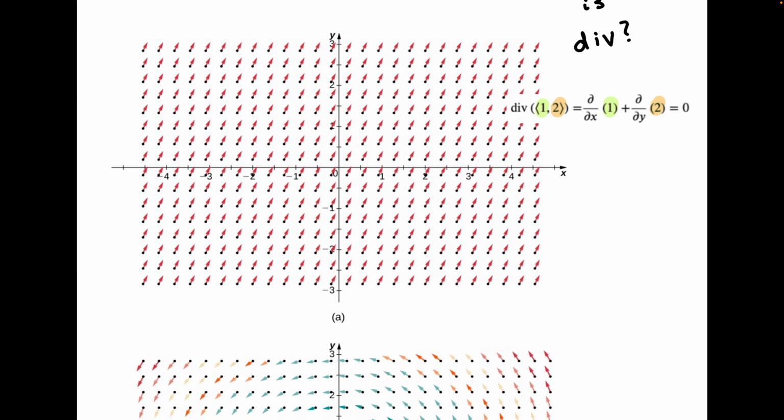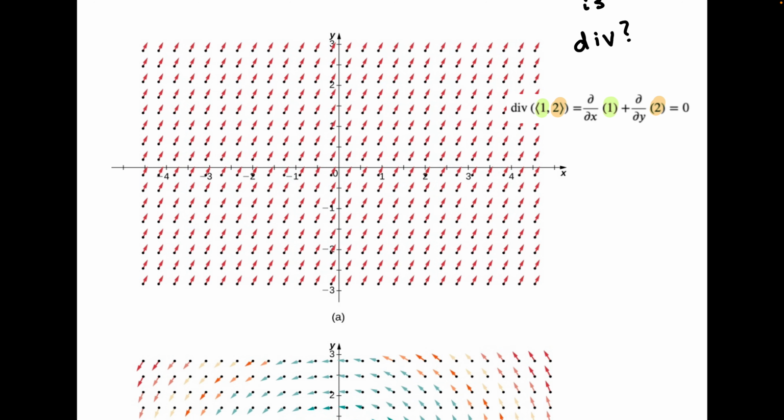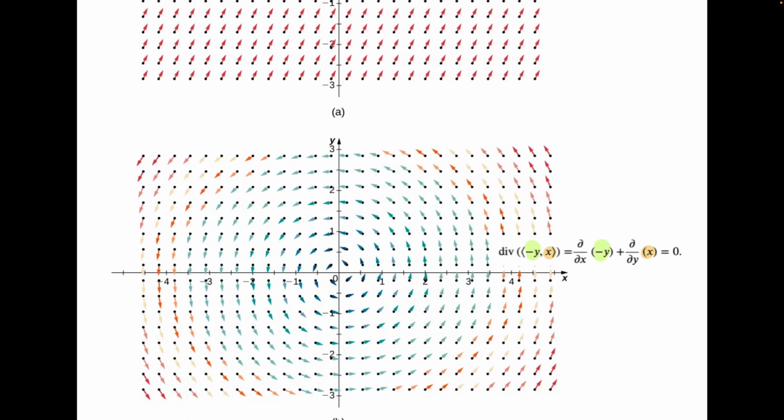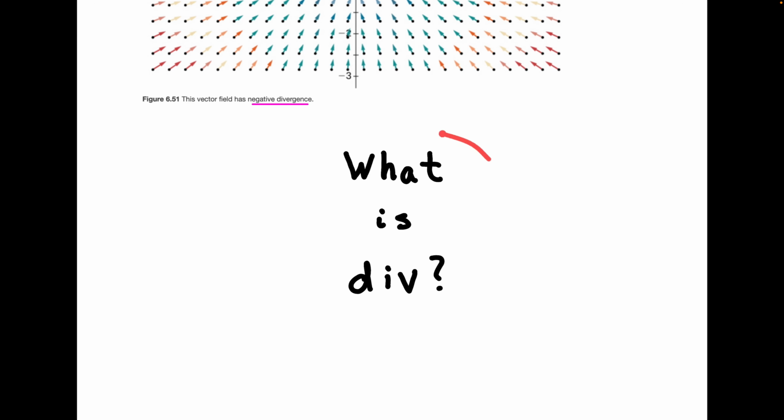Versus if you look at this first picture, if you take an enclosed region, the amount that is coming in and the amount that is going out cancel out. Hence, the divergence is 0. All right. So hopefully that is giving us some intuition as to what divergence is. Excellent.